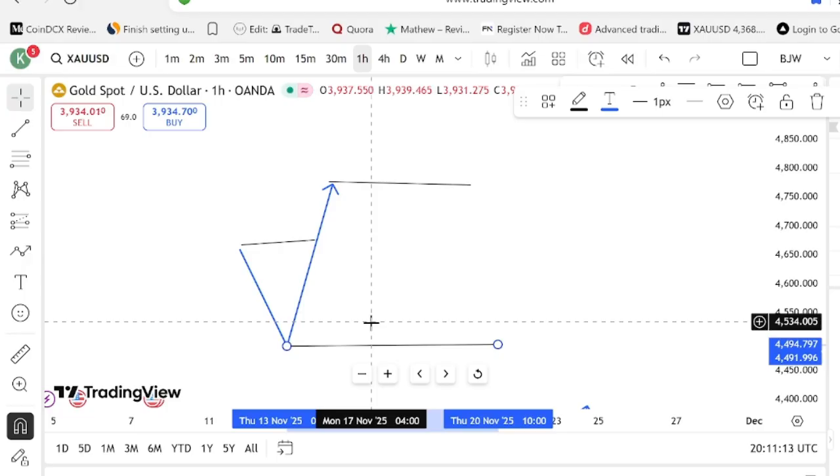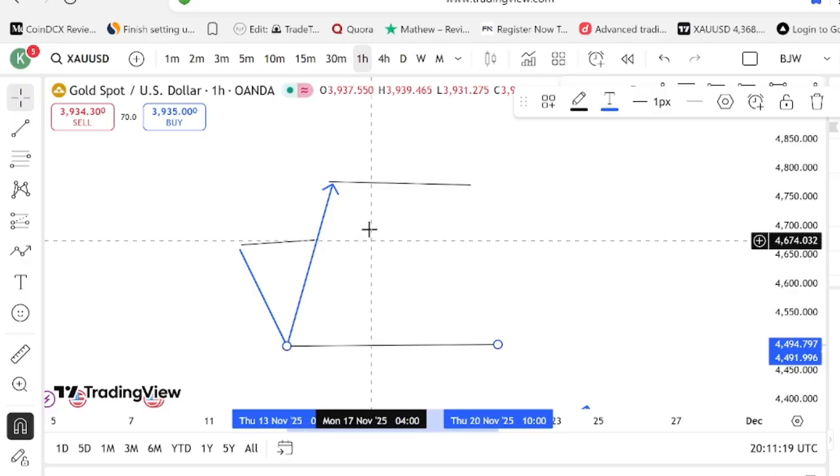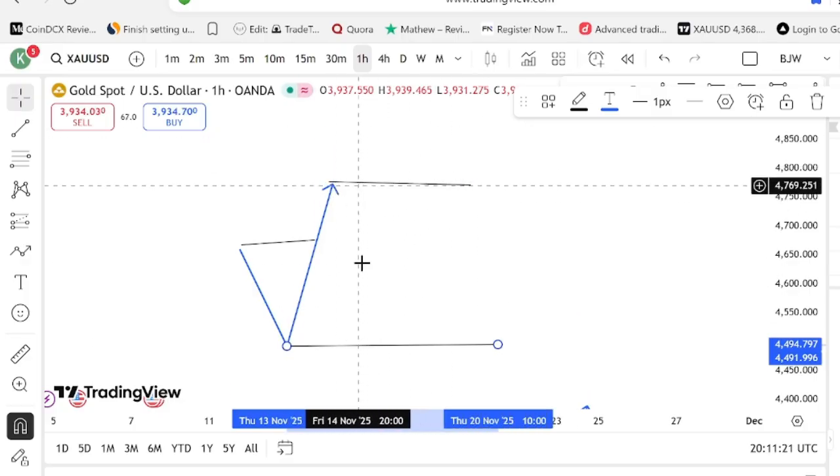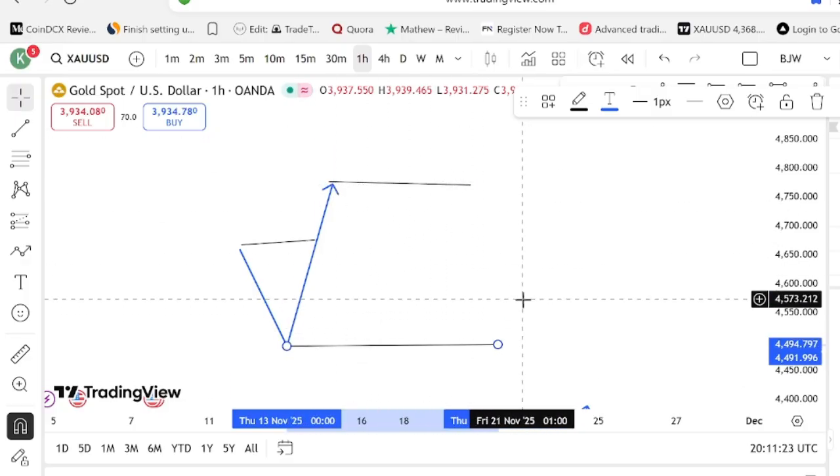Now, what is your substructure? The substructure, you can just say, is a reversal. It's basically a reversal. The reversal that forms the higher low tends to be your substructure.